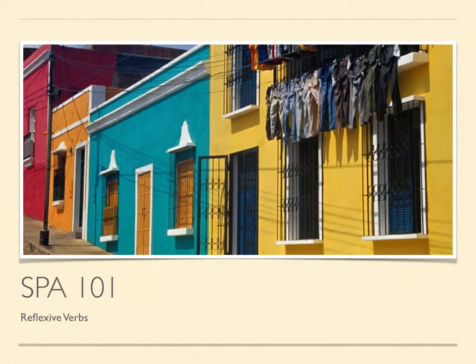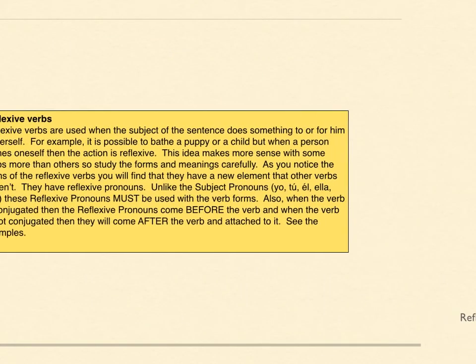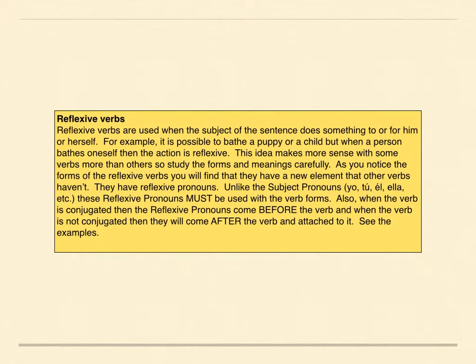Reflexive verbs. Reflexive verbs are used when the subject of the sentence does something to or for him or herself. For example, it is possible to bathe a puppy or child, but when a person bathes oneself, then the action is reflexive. This idea makes more sense with some verbs more than others, so study the forms and meanings carefully.